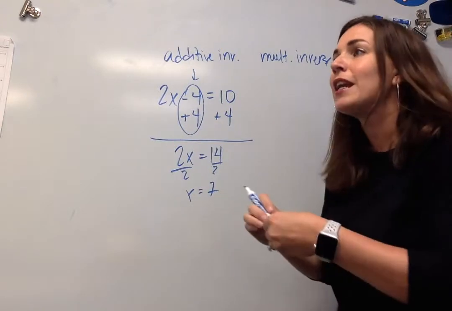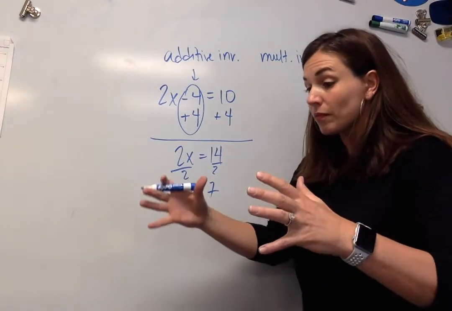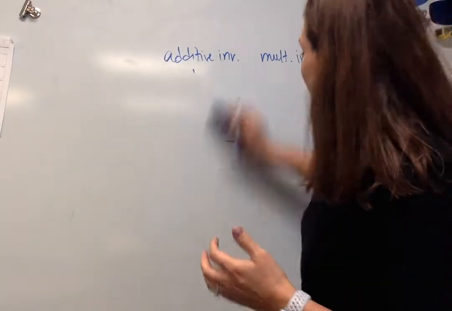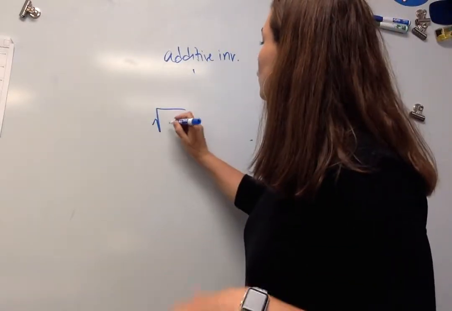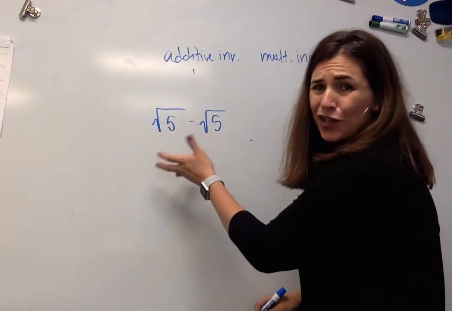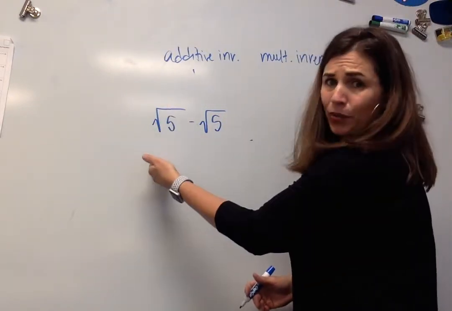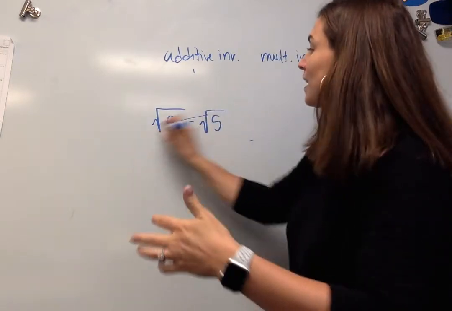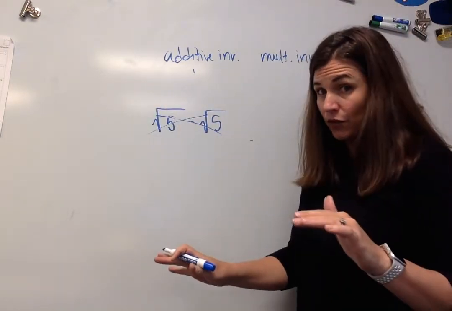So remember, additive inverse is the opposite canceling out. So on your test, if you had something like this, square root of 5 minus the square root of 5, these are opposites of each other. It doesn't matter what that number is, whether it's rational or irrational. It's the opposite, and they cancel out. That's additive inverse, okay?